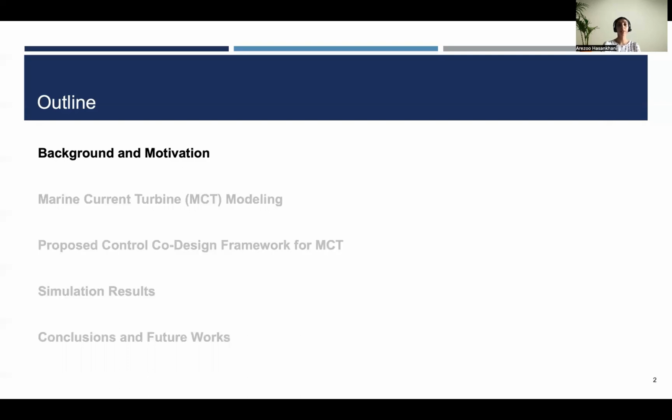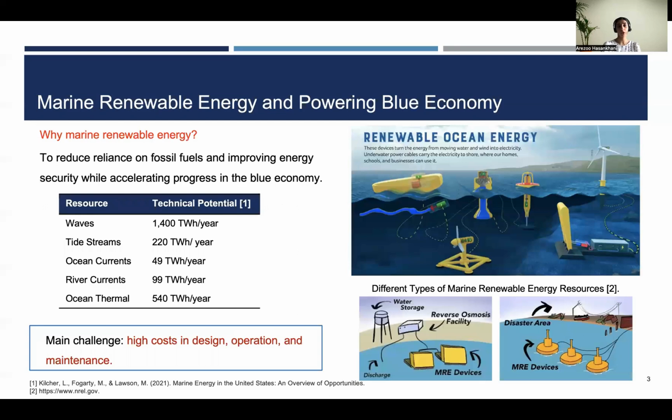First, background and motivation. The main question here is why marine renewable energy? These are very important resources for us to reduce reliance on fossil fuel and also improve the blue economy. There are different types of energy resources in the ocean, such as wave energy, tidal energy, ocean current, river current, and ocean thermal. And we need some types of technologies to harness this power, which are shown in this figure.